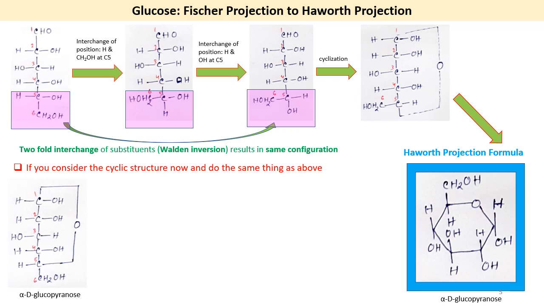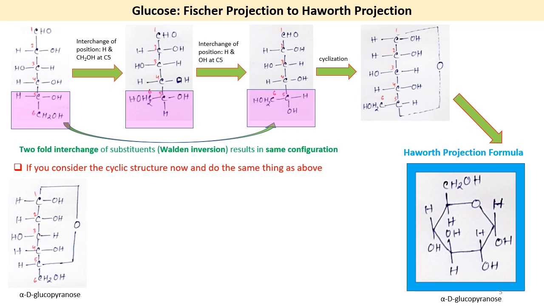Now if you consider the cyclic structure now and do the same thing as above. So what did we do in this previous case? We considered the open chain form. We performed the twofold inversion in this open chain form. Then we performed the cyclization and then we converted it to Haworth projection formula.